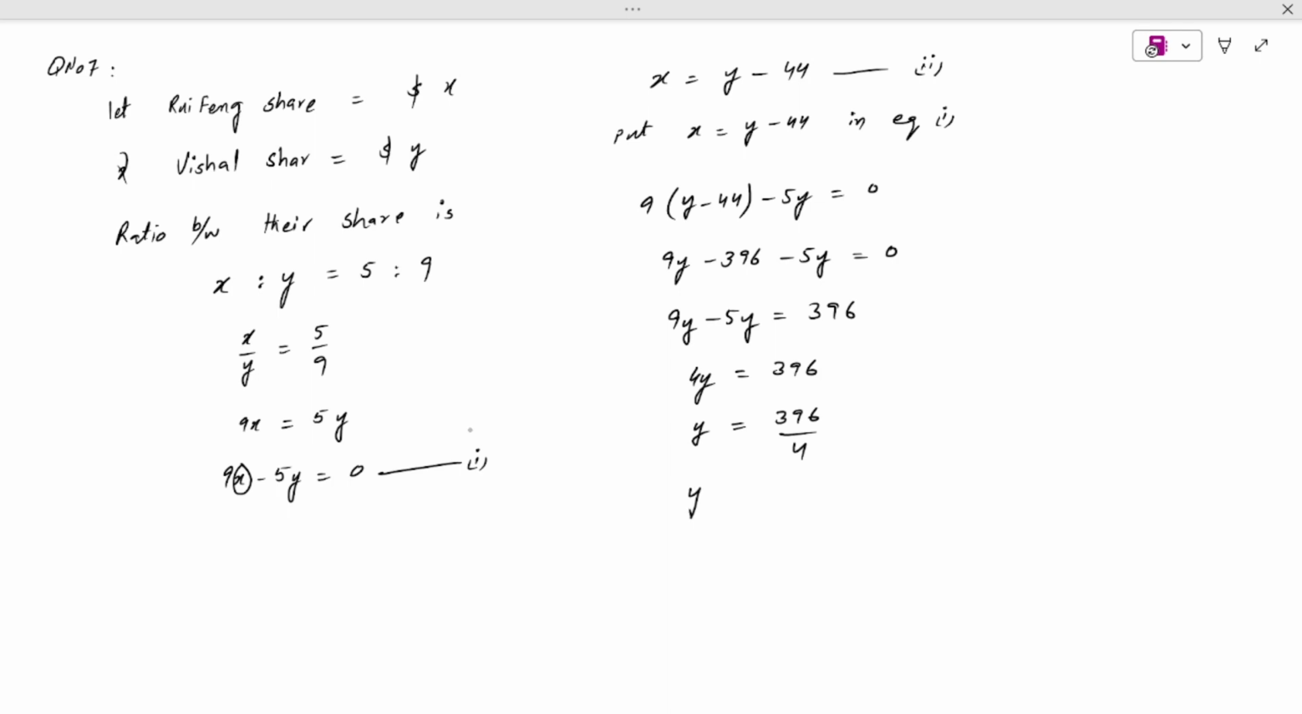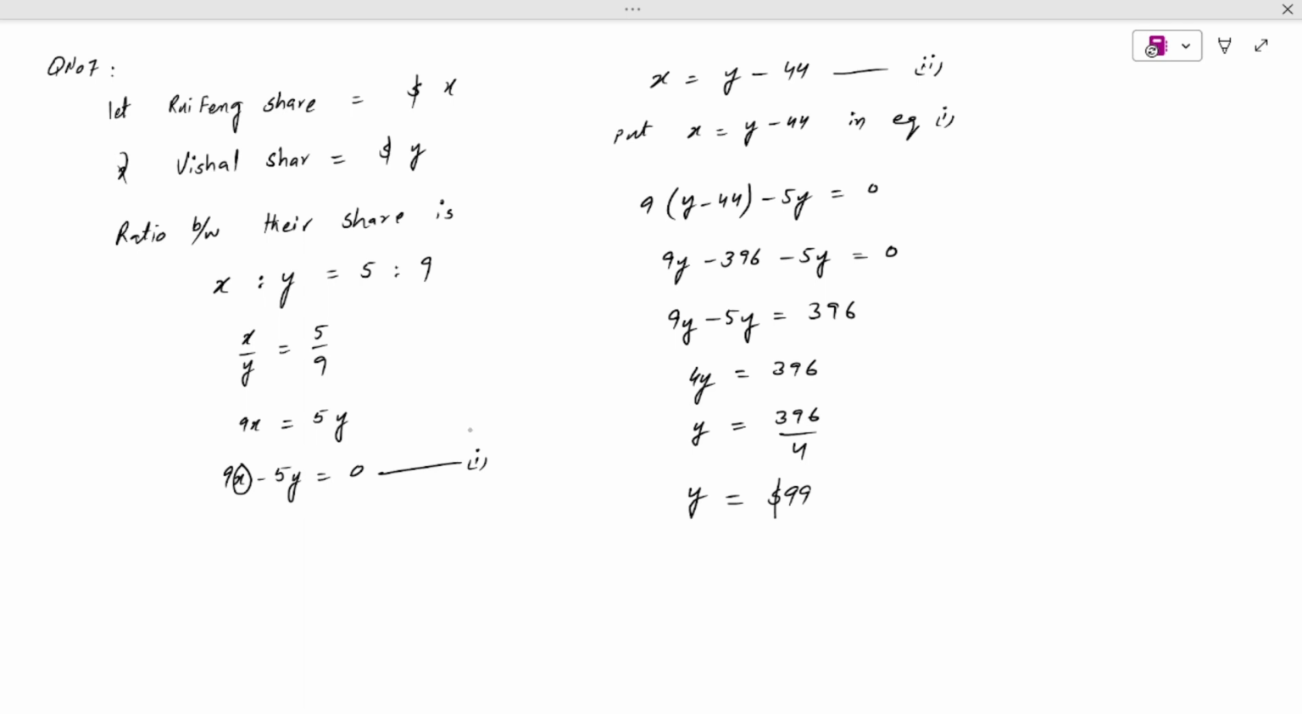Dividing it by 4, we get the value of y, which is equal to 99. As y is in dollars, so $99. So this is the share of Vishal, y. Vishal's share is $99. Now Rui Feng's share is X dollars.